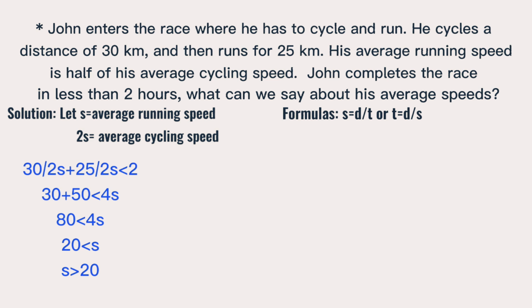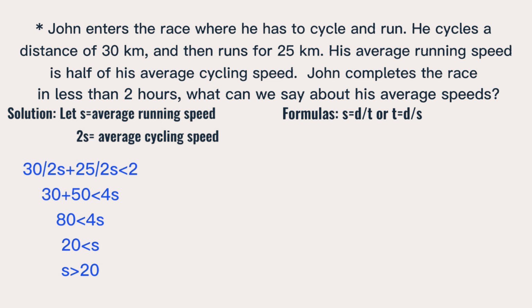30 over 2s plus 25 over s is less than 2. Then multiply both sides by 2s and it is equals to 30 plus 50 is less than 4s, and 30 plus 50 is equals to 80 less than 4s. Then divide both sides by 4. We've come up to 20 is less than s.